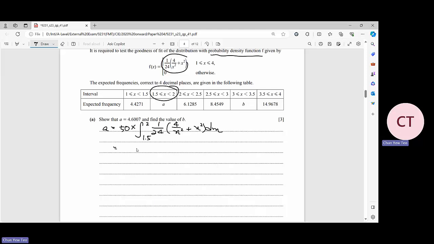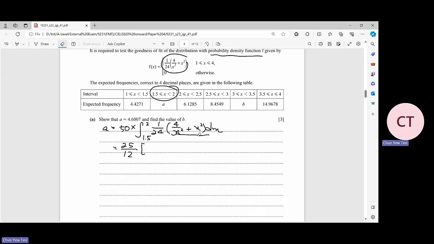So for this one, we have no shortcut. We just integrate directly. But first of all, the constant here and the constant here, I will join together, make it become 50 over 24. Simplify 50 over 24. Both can divide by 2. I get 25 over 12. Then inside here, I just need to integrate all this.